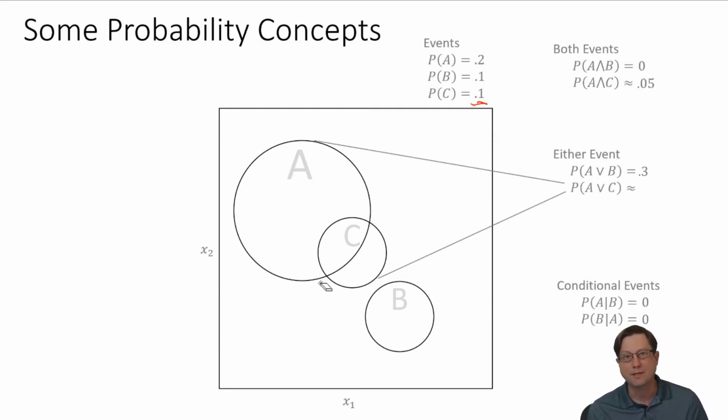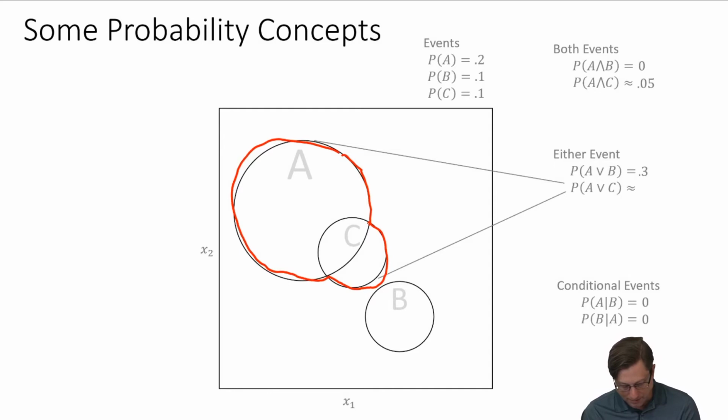The next thing you might want to ask is, what's the probability of A or C? That would be this probability, there you go. A is 0.2, C is 0.1, but half of C overlaps with A, so you only get to add on 0.05, so it'd be 0.25.